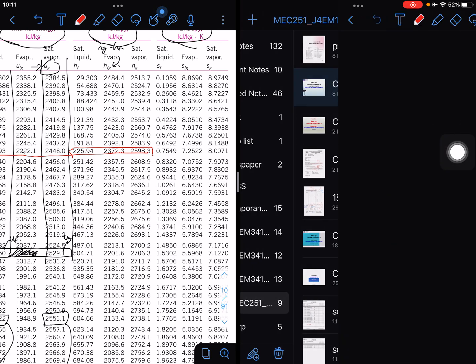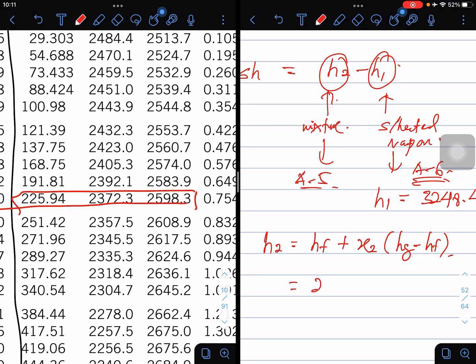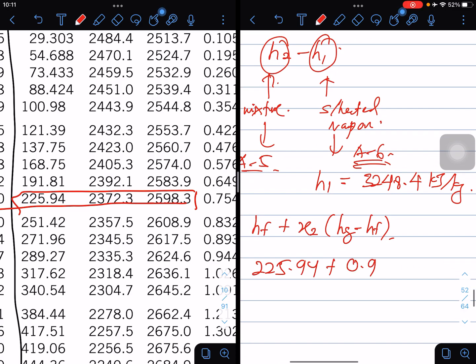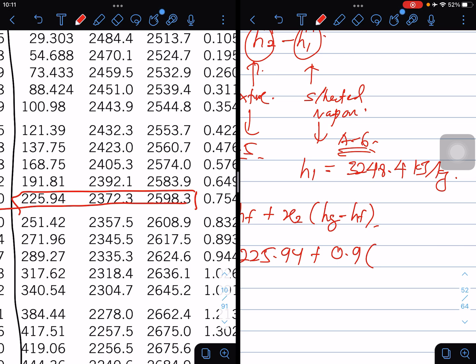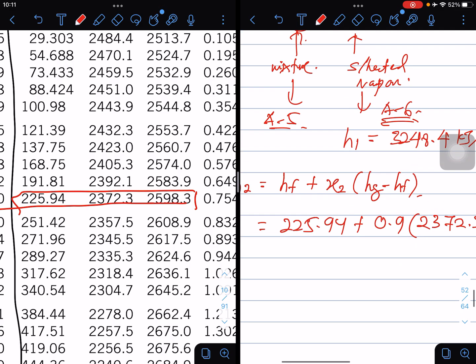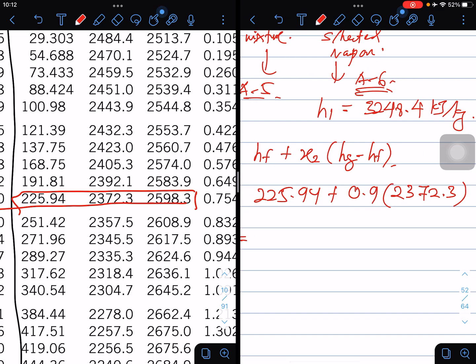So put your property tables right here. For a mixture, it is a little bit different because we need to use a formula, which is H2 equal to Hf plus x2 times Hg minus Hf. So this is equal to 225.94 plus 0.9, since this is 90%, times Hg, which is 2598.3 minus 225.94, or you can just use the Hfg value, which is 2372.3. Then you get the answer, which is equal to 2361 kilojoule per kilogram.